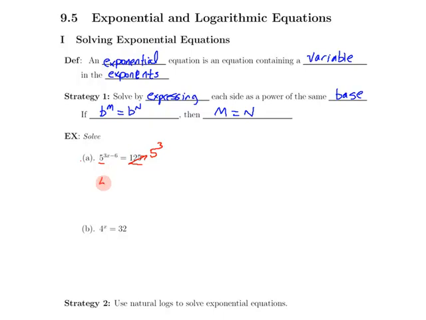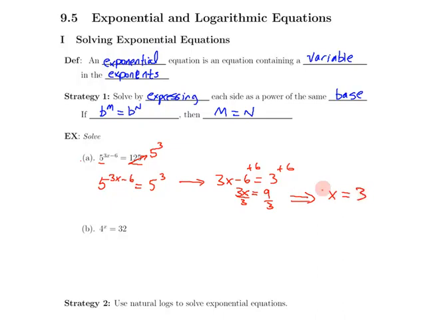but in the case that it does, this makes it real simple, because now I've got 5 to the 3x minus 6 is equal to 5 to the third. So what does that say? That says 3x minus 6 has to equal 3. This exponent has to equal this exponent. If I add 6 to both sides now, I get 3x is equal to 9. Divide both sides by 3. That means that x is 3, and that's my solution. All right, but again, you have to recognize that you can write each side as that common base.